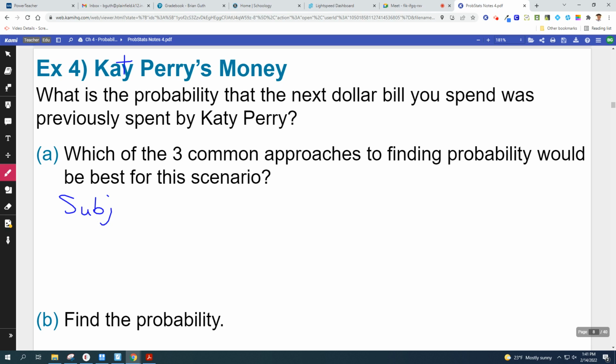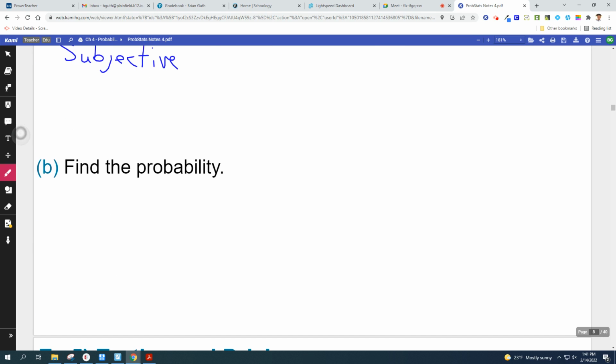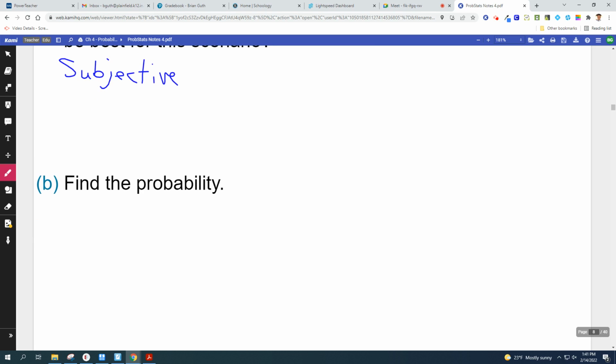I'm not going to be able to calculate this. I can't do any kind of experiment and start spending dollars and say, nope, that one wasn't. Nope, that one wasn't. I think it's subjective. There's no way really to calculate this. Just going to have to give our best guess. So I don't know. What do you think? 1 in a million?